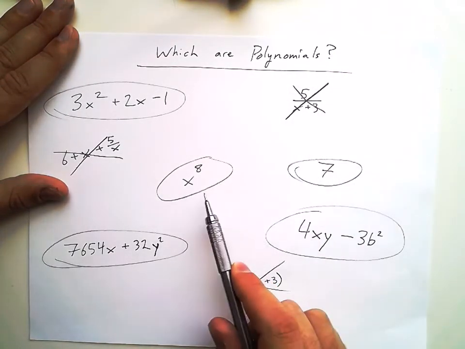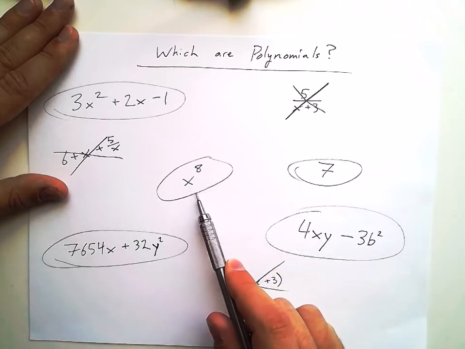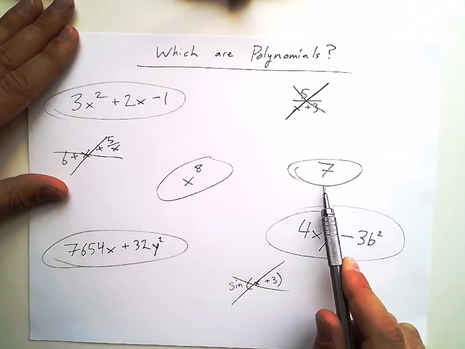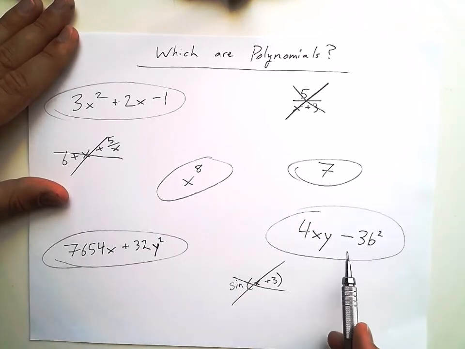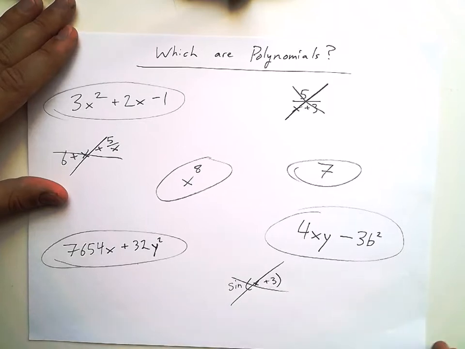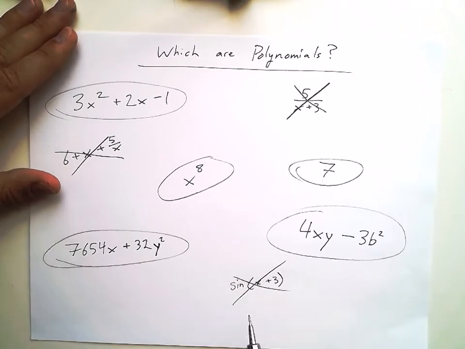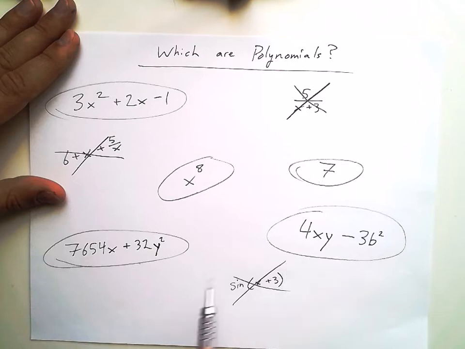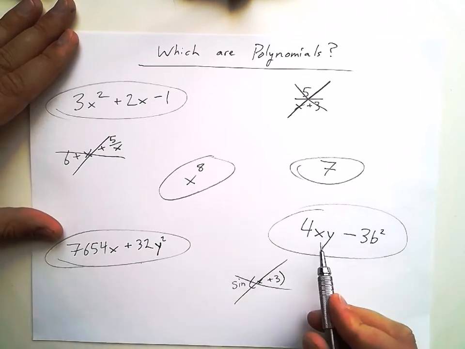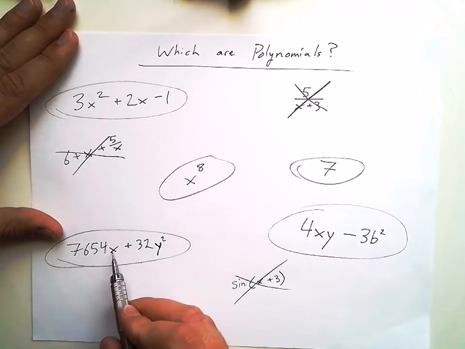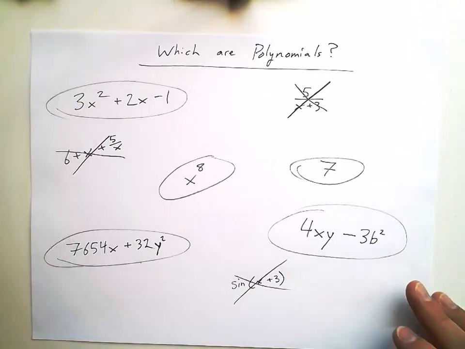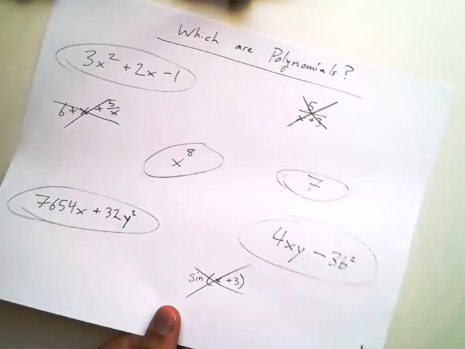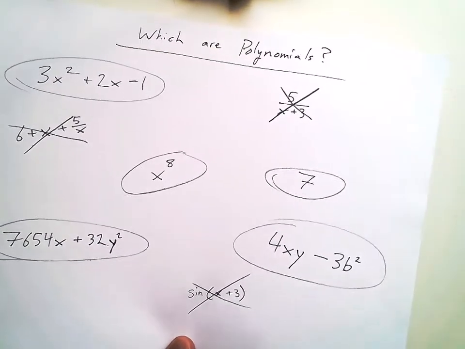Even though these are just simple monomials, they're still called a polynomial, even though it's just one. These two, that's what I was mentioning. We're not going to deal too much with that, but those are also polynomials, even though there's multiple different variables involved, x, y, and b. That's okay, it still can be a polynomial then. Sine of something, not a polynomial. Okay.